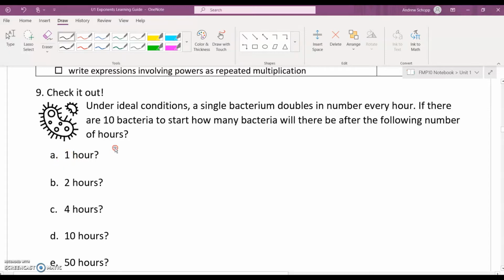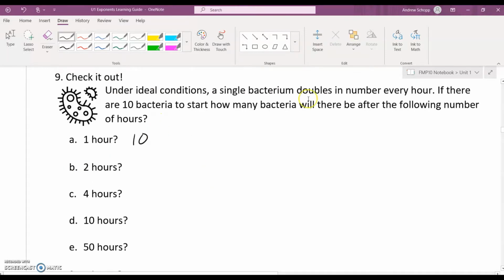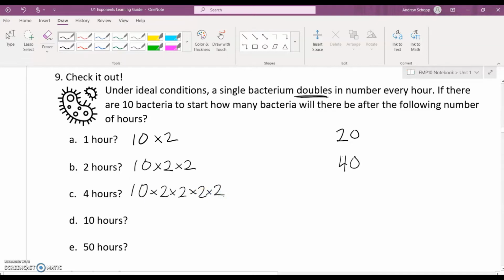If we start with 10 bacteria and we double in number every hour, doubling would be multiplying by 2. So for 1 hour, we would have started with 10, and we would double it, giving us 20. For 2 hours, we would take the original 10, double it once, and then double it again. And that would give us 40 bacteria. For 4 hours, we'd start with the original 10 and double it 4 times. And that would give us 160 bacteria.